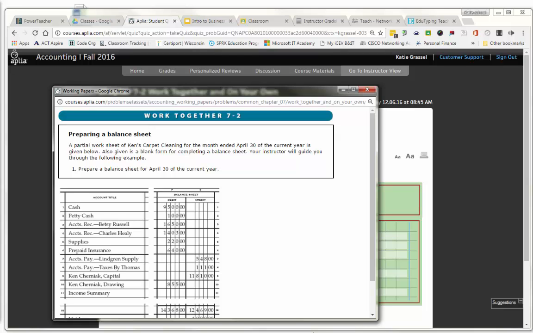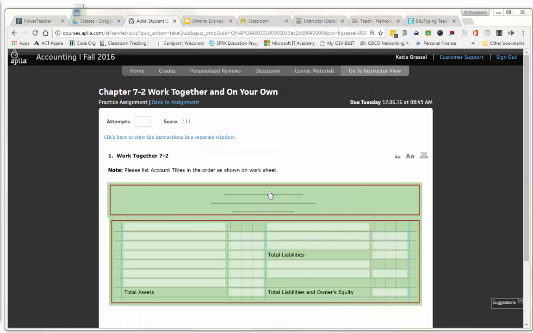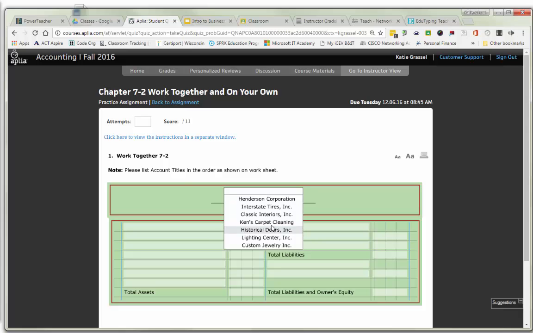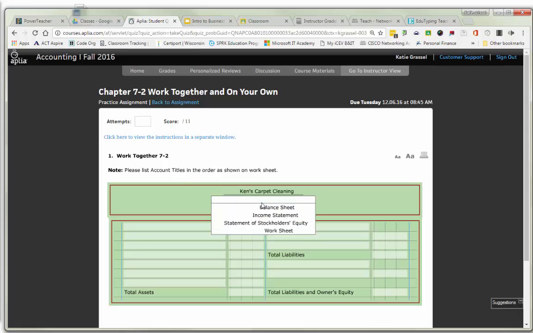Got it? So let's go through and fill in the left-hand side with assets. What you have to be able to identify, looking at this list, is what your asset accounts are. Your asset accounts should have a debit balance. I'm going to start at the very top and put in Ken's Carpet Cleaning. The name of my document is a balance sheet. Balance sheets are prepared on a specific day, so not for the month ended, but just April 30th.